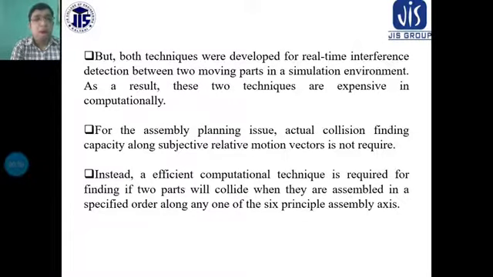Instead, an efficient computational technique is required for finding if two parts will collide when they are assembled in a specified order along any one of the 6 principal assembly axes. That means the 6 principal assembly axes are considered: X, Y, Z, in positive and negative directions, according to the assembly direction. You have to assemble the different components on the base component, one by one, along the 6 assembly axes.